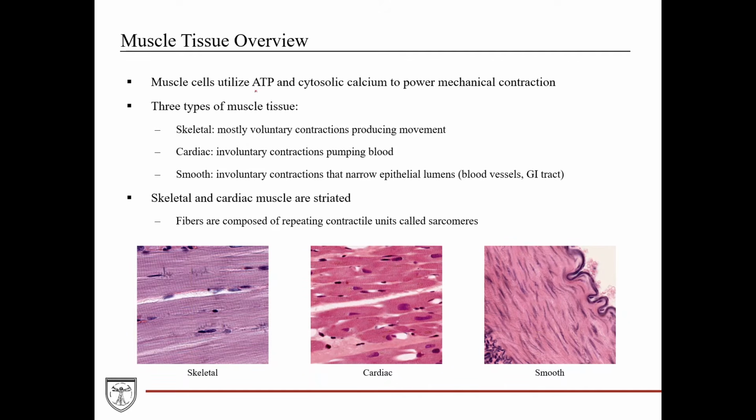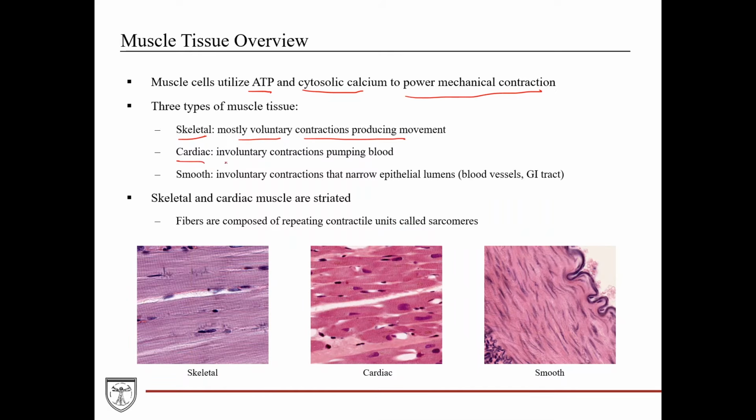So first, just a general overview of muscle tissue. Again, muscle cells that utilize ATP and cytosolic calcium to power mechanical contraction. That's pretty consistent across all 3 types. 3 different types: skeletal muscle, which is mostly voluntary. So what we mean by that is, in your brain, you decide to move your arm, move your hand, move your leg, and skeletal muscle will respond and obviously move the part of the body that your brain is instructing it to. And that'll be via contractions producing movement.